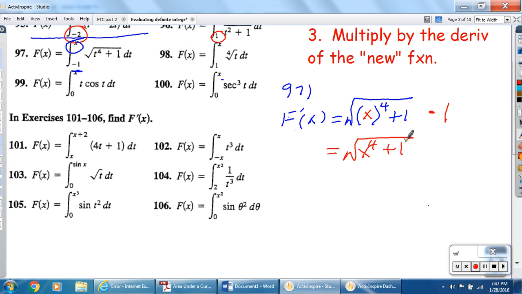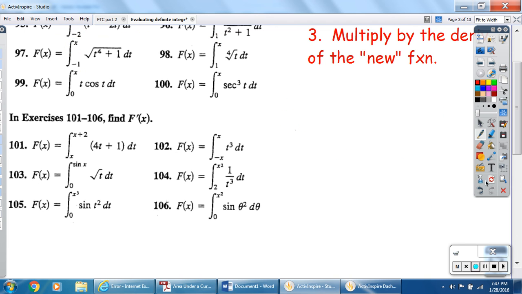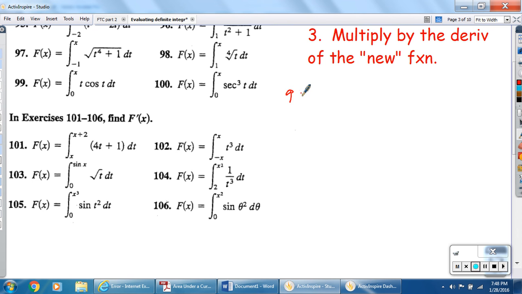Let's go to number 99. Let's clear some annotations here and take a look at number 99. I'm going to skip number 98. In number 99, we're finding the first derivative. There are 3 steps to finding the derivative of a definite integral. Number 1, we're going to take out the t, so we have t multiplied by cosine of t.